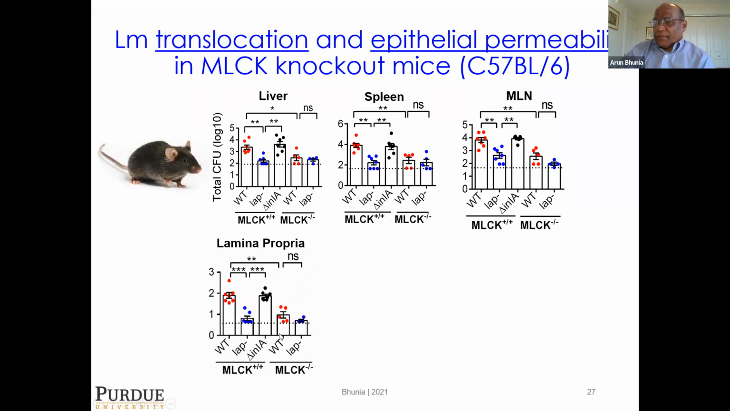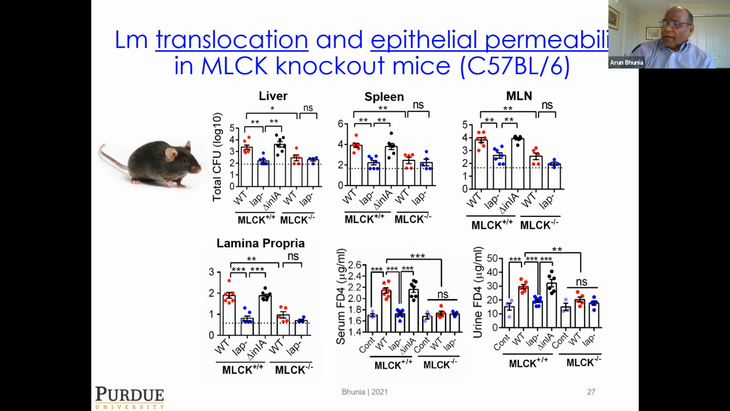So if you look at the counts in lamina propria, you can see the MLCK knockout, both wild type and lab mutant, has similar levels. So MLCK is important in opening up the tight junction. And if you look at the permeability marker level, FD4, in wild type mice, clearly we saw this result before, but in the MLCK knockout, you don't see any difference. Same in the urine. So it clearly establishes that MLCK is involved in the epithelial barrier function.